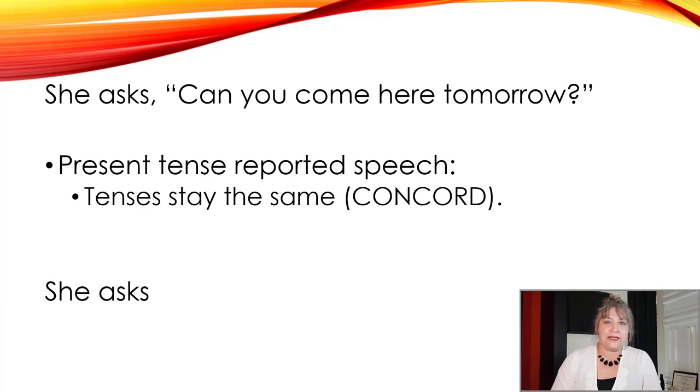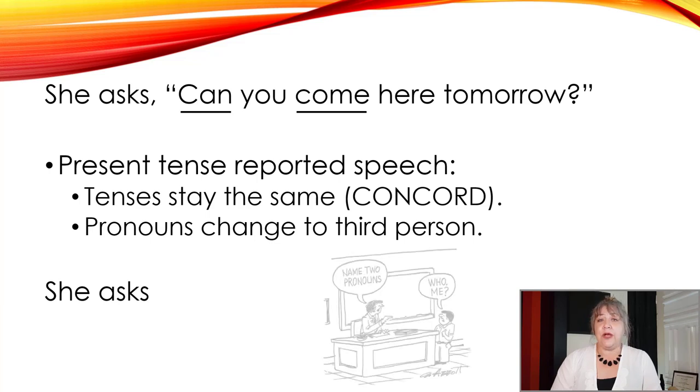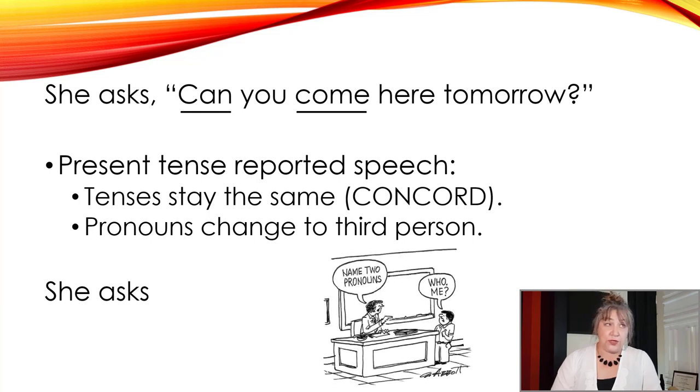because you only change what is inside the quotation marks. First rule, tenses stay the same, concord, always concord. Where is my verb? Come? No, not just come. Can come. There's an auxiliary there. Underline both. If not, you're going to forget one part of the sentence. Second rule, pronouns change to third person. And where's my pronoun? You.